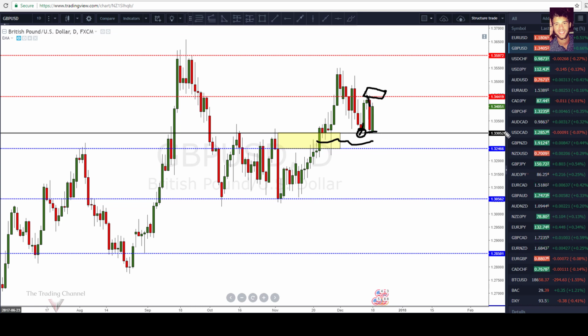The market then came back down into our major support level around 1.3305, and since then we've seen a major bounce from this level. So what we're going to do first is take a look at last week's analysis on this pair, and then we'll come back and discuss a little more about the pound dollar.